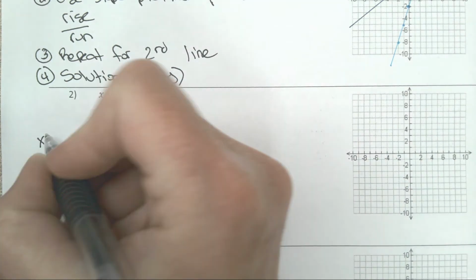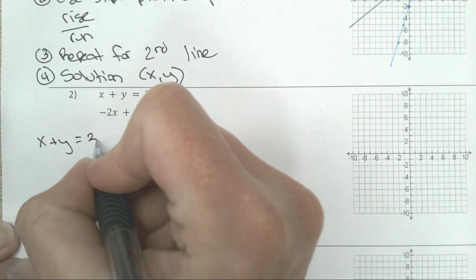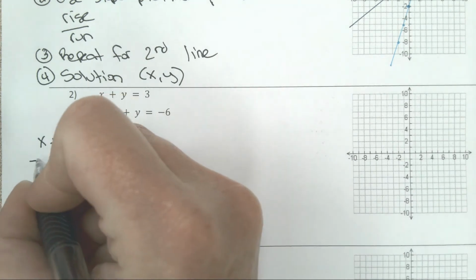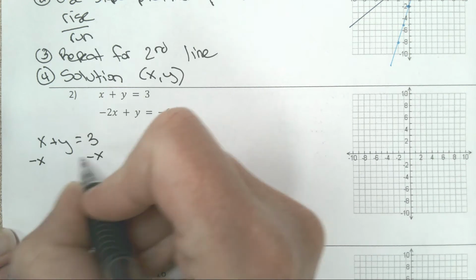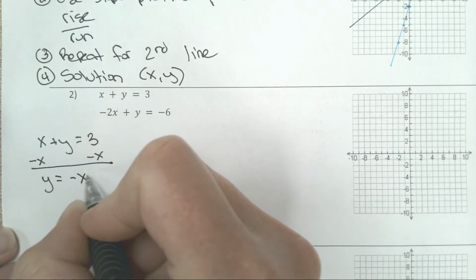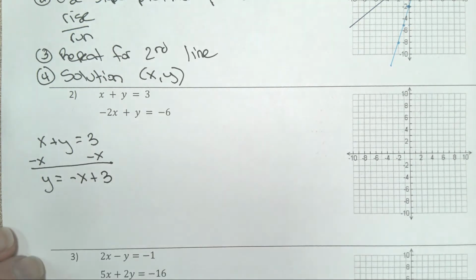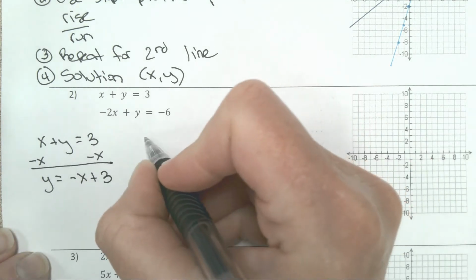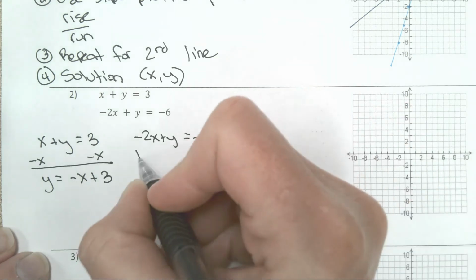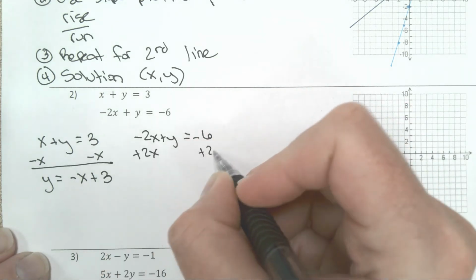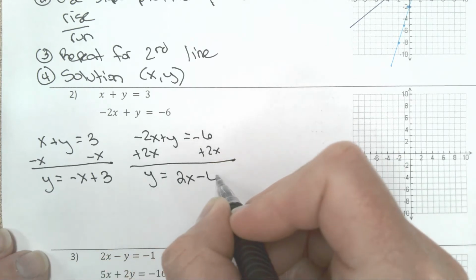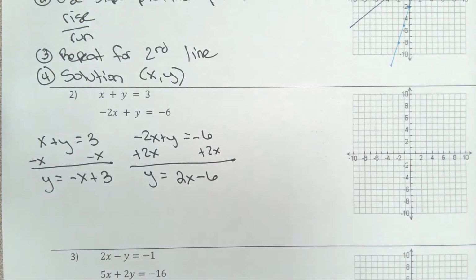Neither of these equations on number 2 are in slope-intercept form, so I'm first going to start by solving for y. I would subtract x from both sides, so y equals negative x plus 3. Then we'll do the next one. Negative 2x plus y equals negative 6. Add 2x to both sides, and y equals 2x minus 6.